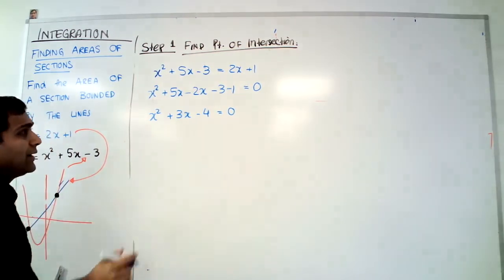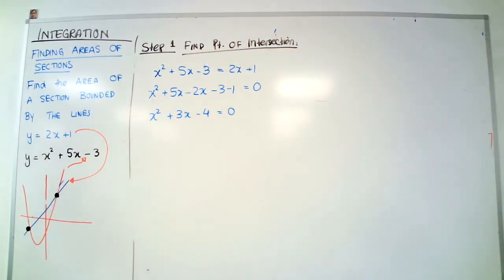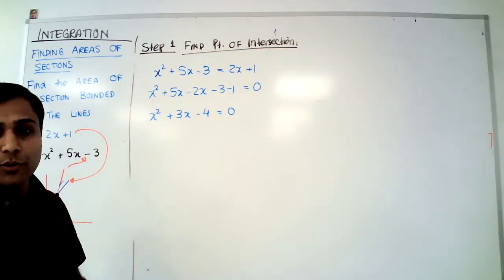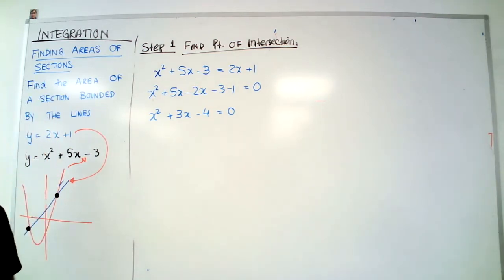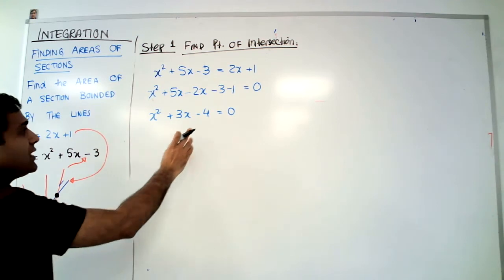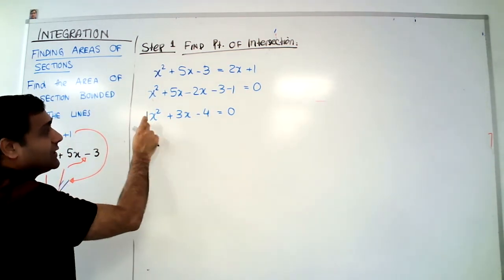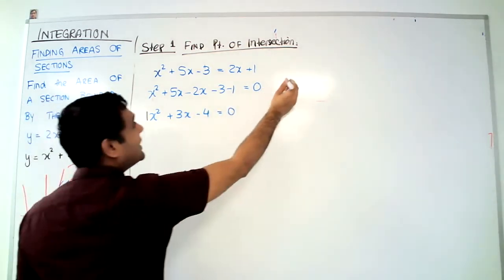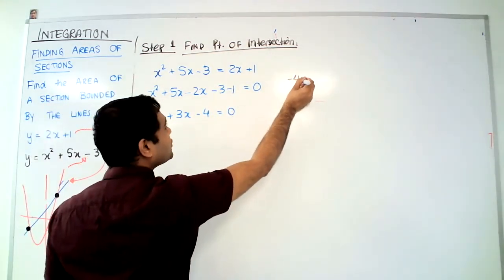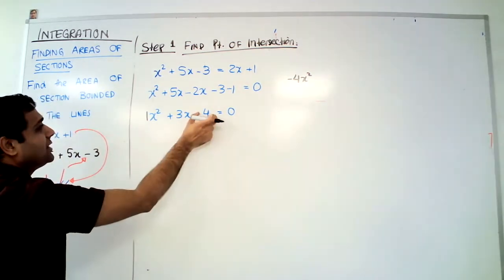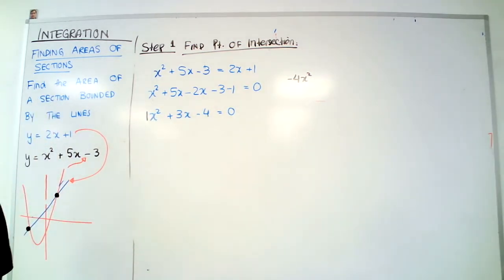Now, this is a quadratic equation. You can solve this quadratic equation either by factorization or by using the quadratic formula, whichever way you want. I can do it with factorization. The way factorization works is, this is minus 4, and there is an invisible 1. Multiply minus 4 and 1. The answer is minus 4x squared. Yeah, multiply these two together, this term and that term. The answer is minus 4x squared.